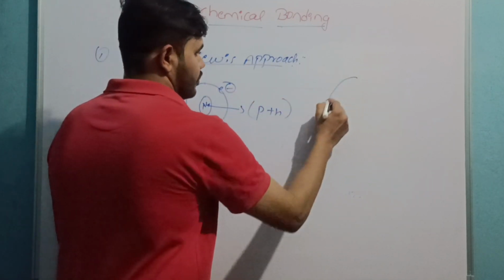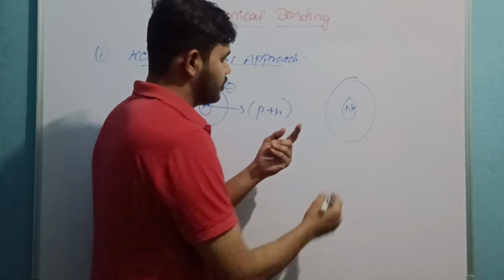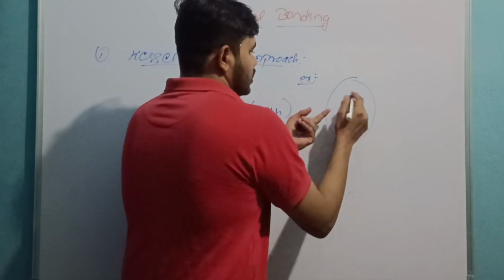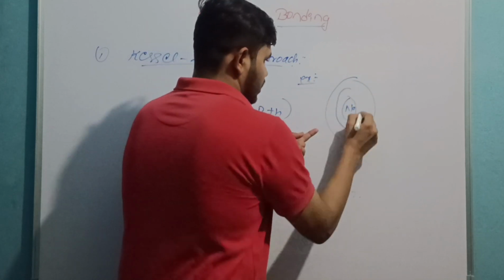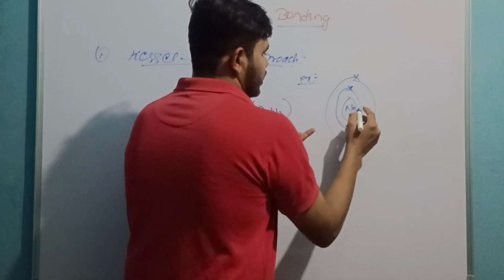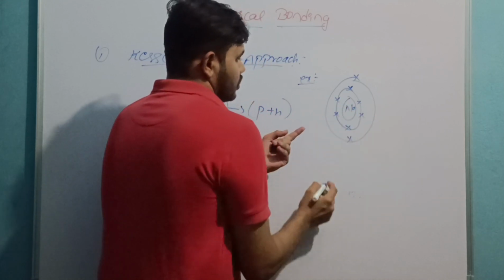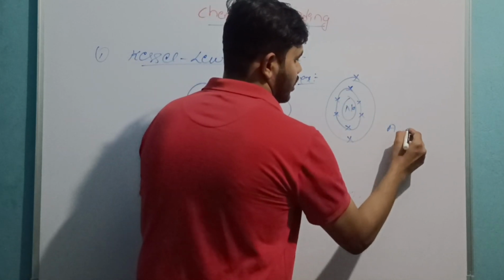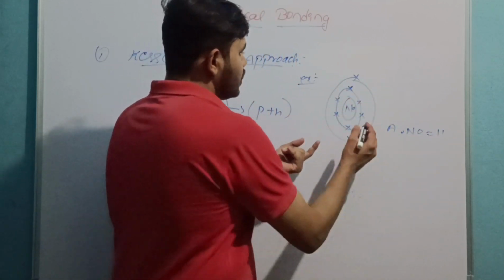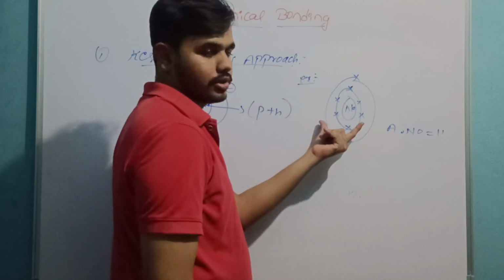But here, for example, we have taken sodium. For the sodium element, let sodium be inside the shell. Sodium has a total of 11 electrons, as its atomic number is 11. So this is the Lewis representation of the sodium atom.